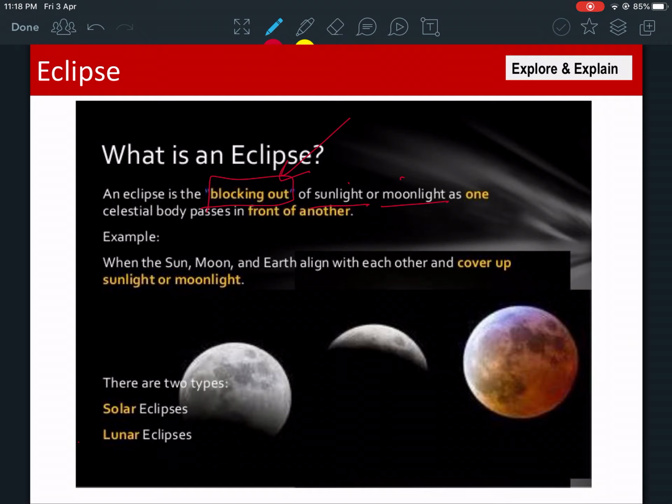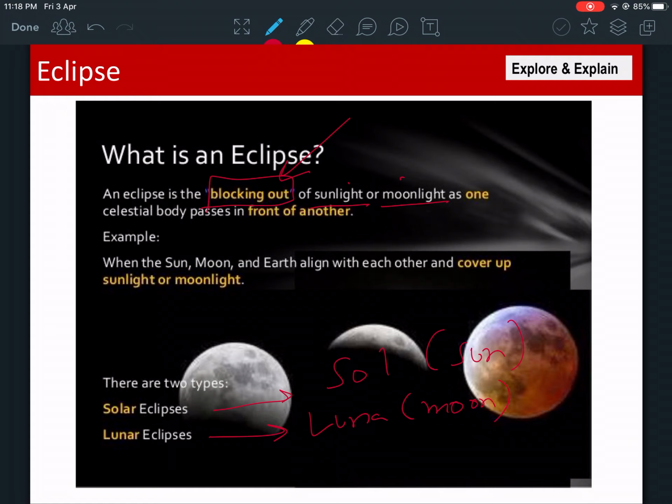There are two kinds of eclipses: solar and lunar. Solar comes from the word sol, which means the sun. So a solar eclipse means the eclipse of the sun, and lunar eclipse comes from the word luna, which means moon. I'm going to write this again: sol, sun, and luna means moon.